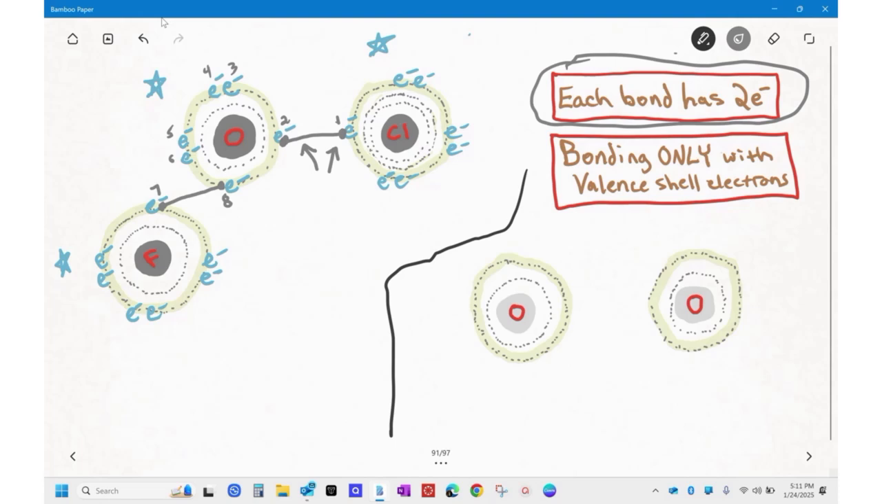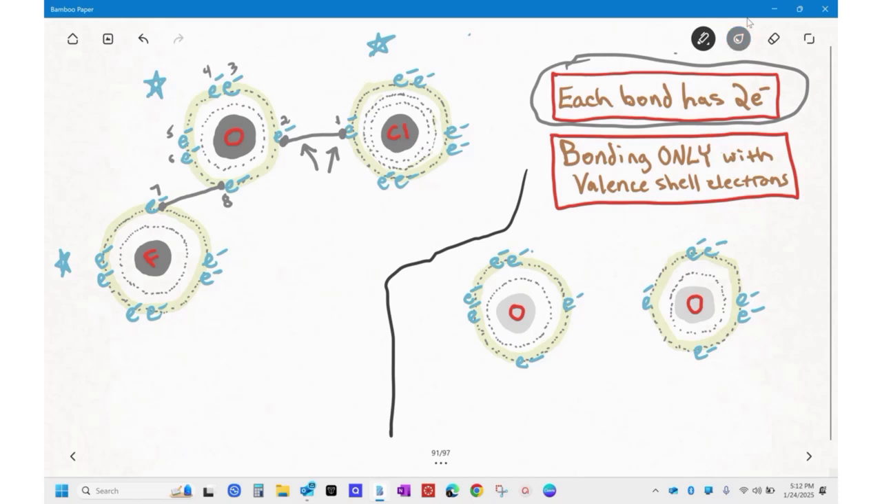Now let's look at these oxygens down here in the lower right corner of the screen. So we've already established that oxygen has 6 valence electrons normally. 1, 2, 3, 4, 5, 6. And here it is again. 1, 2, 3, 4, 5, 6. So oxygen is going to need, since it only has 6 electrons in its valence shell and it wants 8, it's going to need 2 more electrons, right?